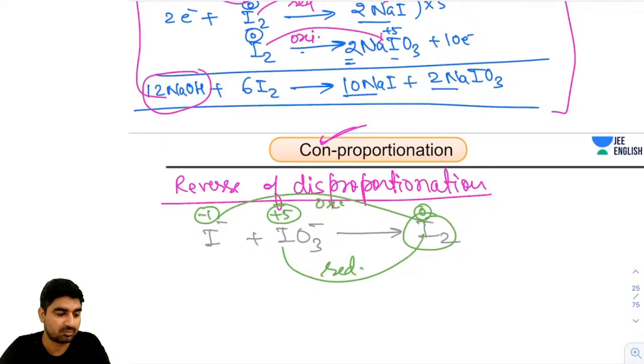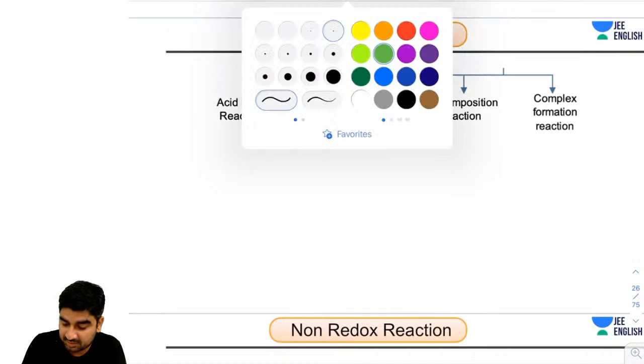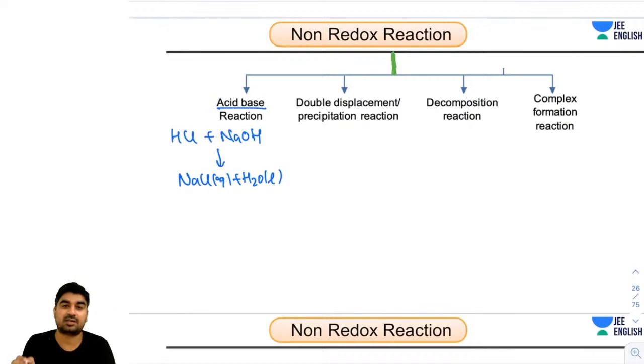Yes, any doubt? Any doubt, guys? No doubt. So now I'm moving to the next part, that is non-redox reactions. So what are non-redox reactions, guys? There are four types: acid base, double displacement, decomposition, and complex formation. So what is an acid base reaction here? If I am writing HCl plus NaOH, it will give me, yes, this is acid base.